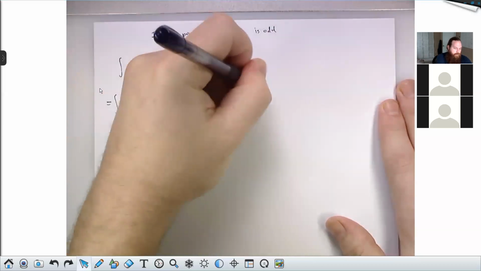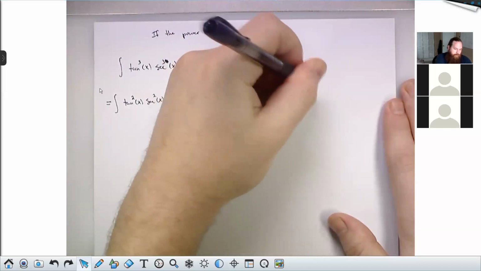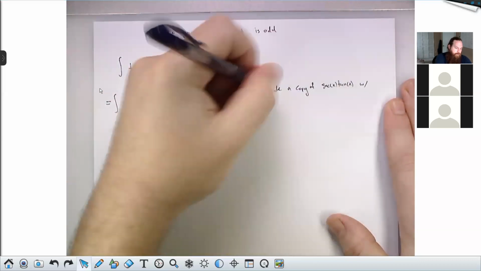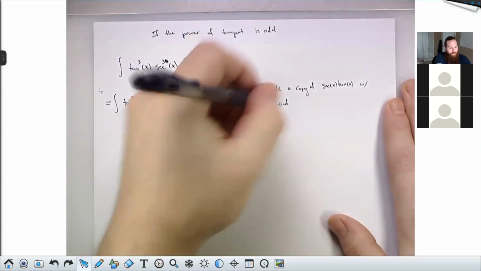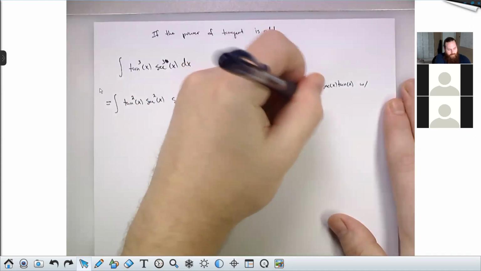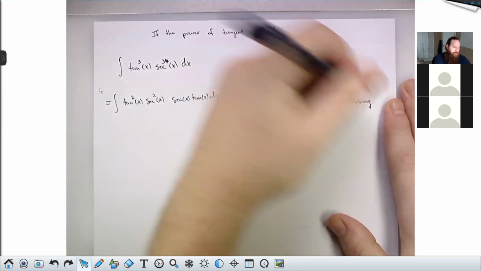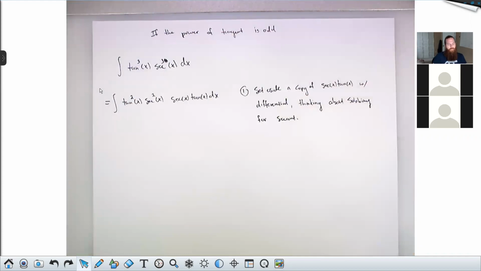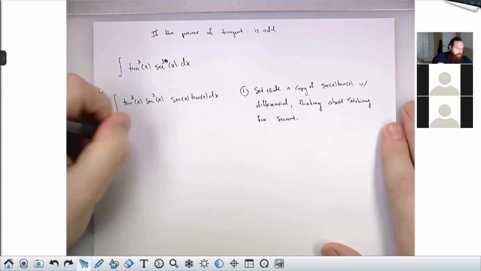So your first step here is to set aside a copy of secant tangent with the differential. Why do I do that? Because that's the derivative of secant. I'm thinking about substituting for secant. Then we need to rewrite the remaining tangents as secants. So tan squared is equal to secant squared minus 1.